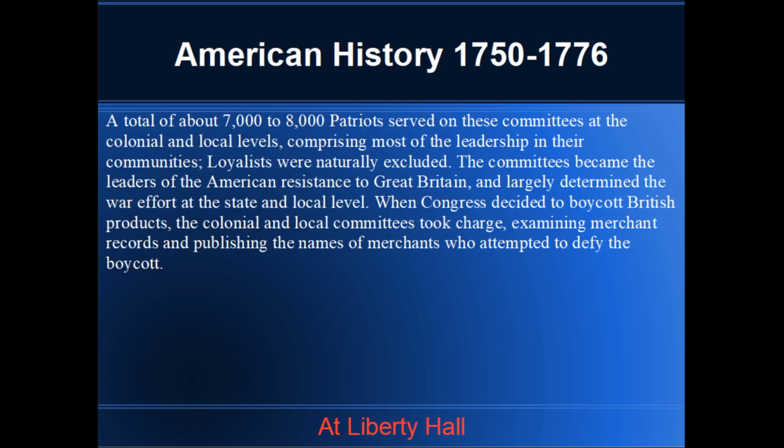A total of about 7,000 to 8,000 patriots served on these committees at the colonial and local levels, comprising most of the leadership in their communities. Loyalists were naturally excluded. The committees became the leaders of the American resistance to Great Britain and largely determined the war effort at the state and local level. When Congress decided to boycott British products, the colonial and local committees took charge, examining merchant records and publishing the names of merchants who attempted to defy the boycott.